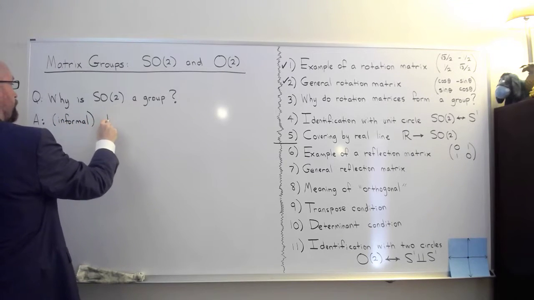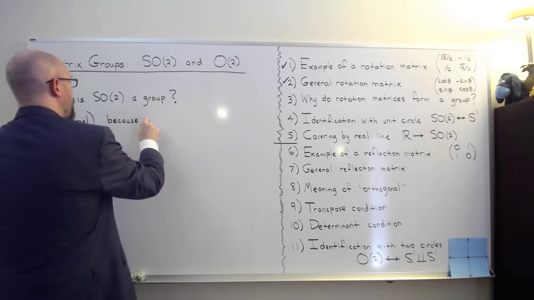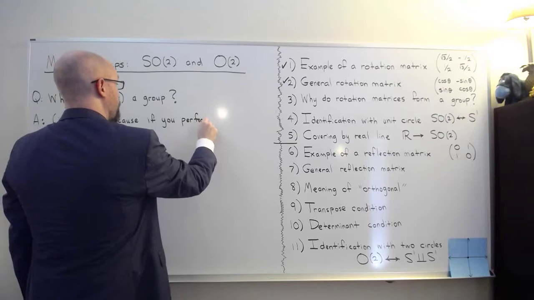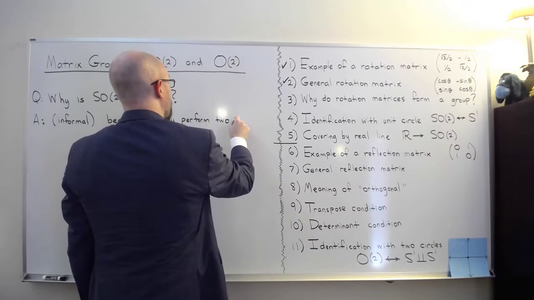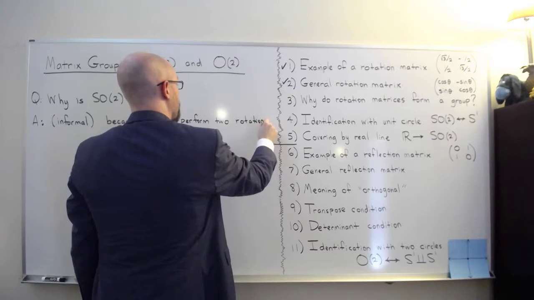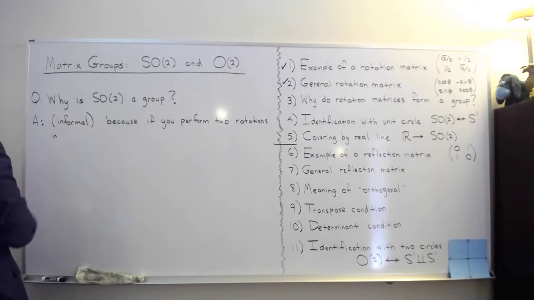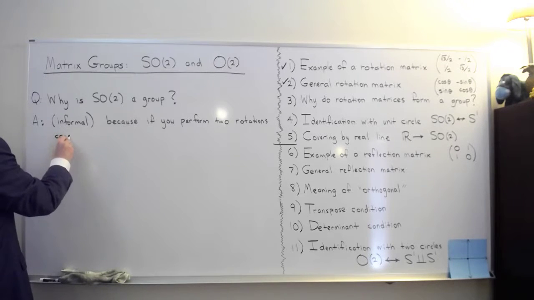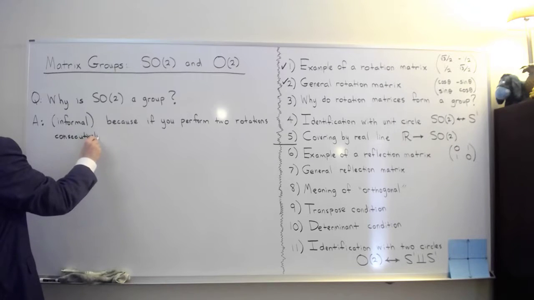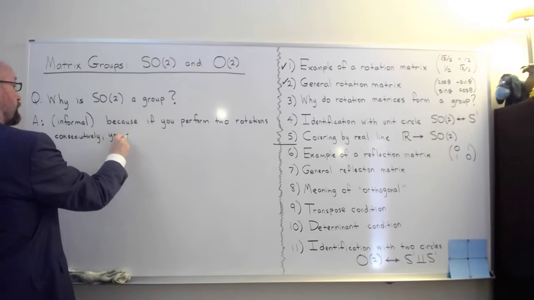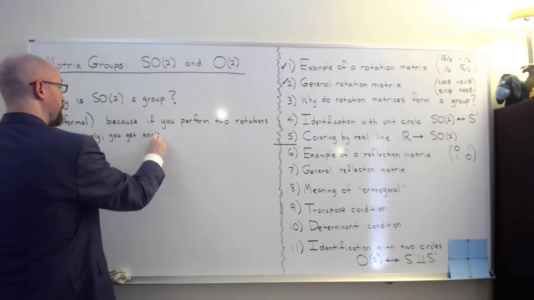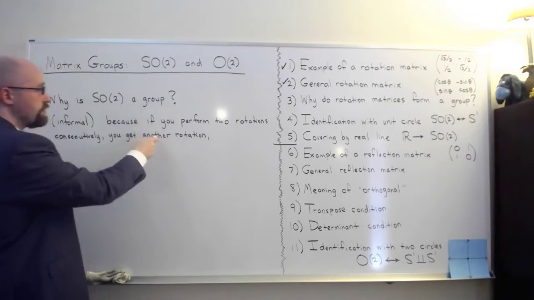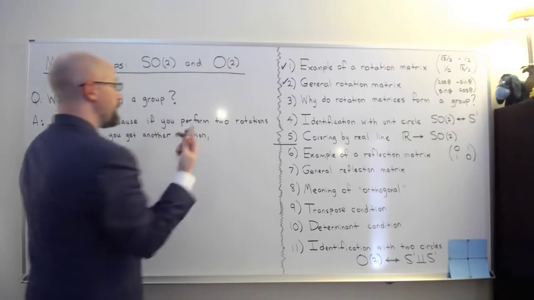is because if you perform two rotations in a row, I guess I'll say consecutively, that's more mathematical, right? So if you perform two rotations consecutively, you get another rotation. Before I spell it out, you should think, what group axiom does that correspond to? So that's one thing, that's one reason.